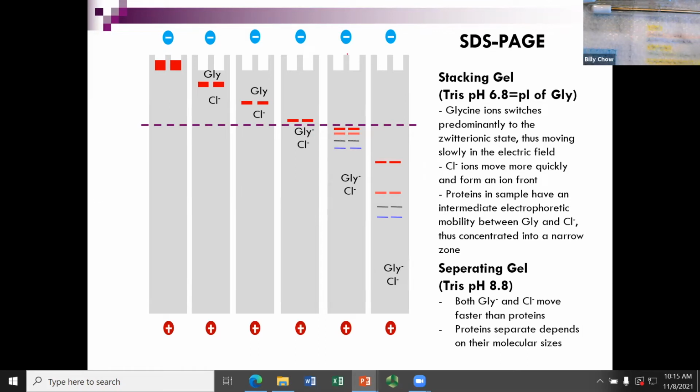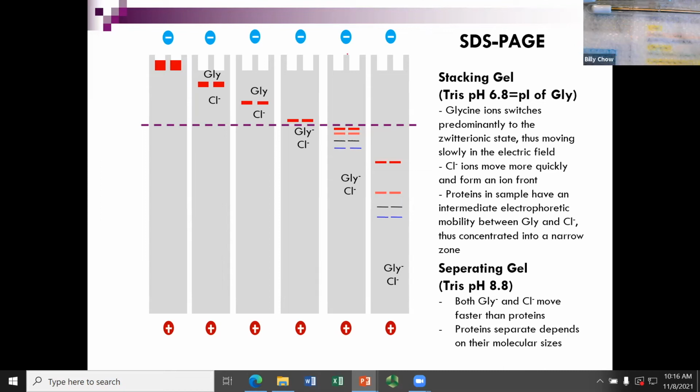Suddenly, there is a change of buffer. Glycine now is negative charge, and there is a constant flow of ion across the gel, a constant voltage gradient across the gel, and the protein will be separated in this separating gel, 8%, 12%, 15%. And then it will be separated according to size and charge. But if you run SDS-PAGE, it will be separated according to size only.